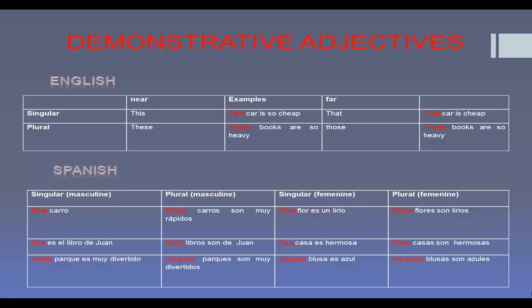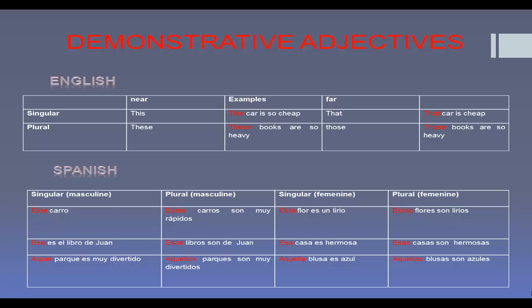Demonstrative adjectives. In English, the demonstrative adjectives and the demonstrative pronouns are the same. The difference between both is the use. For example, this car is so cheap. That car is cheap. These books are so heavy. Those books are so heavy.